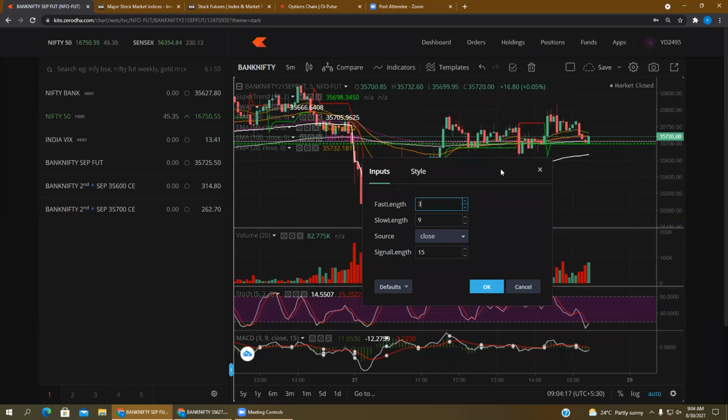Yeah, I've been profitable for more than a year now. And before that, for 3 years continuously, I was losing, and I was in losses of almost 40 lakh rupees.